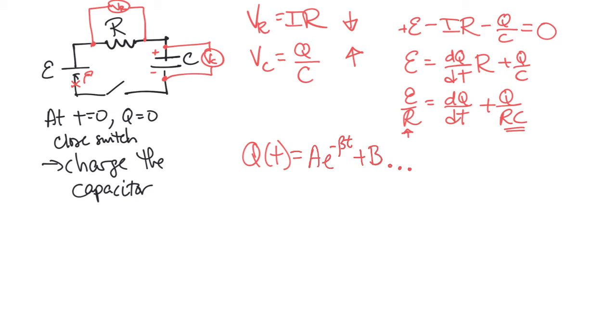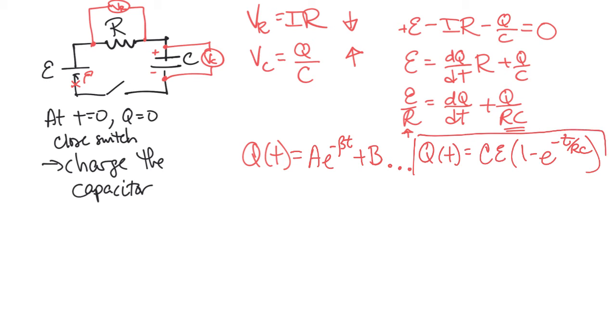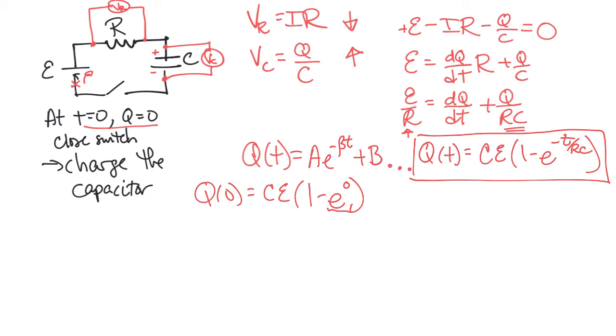I do not think it is worth any of our times to watch me do such a thing, but I will give you what you end up with. You get C times the EMF, 1 minus e to the negative t over RC. Okay, so let's make sure this has the right pattern. So what was Q of 0? Q of 0 should be 0. Let's check it. 1 minus e to the 0, that's 1. So good. 1 minus 1 is 0.